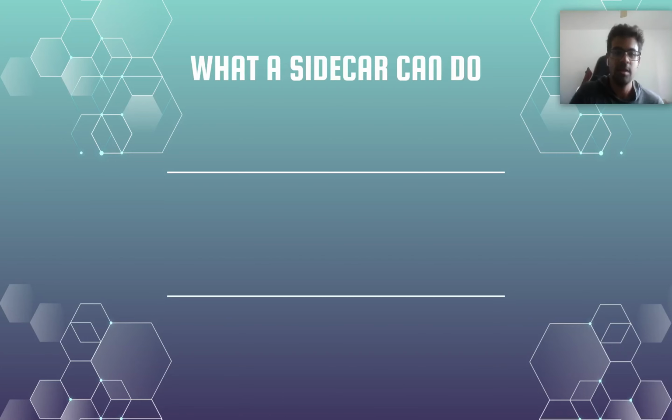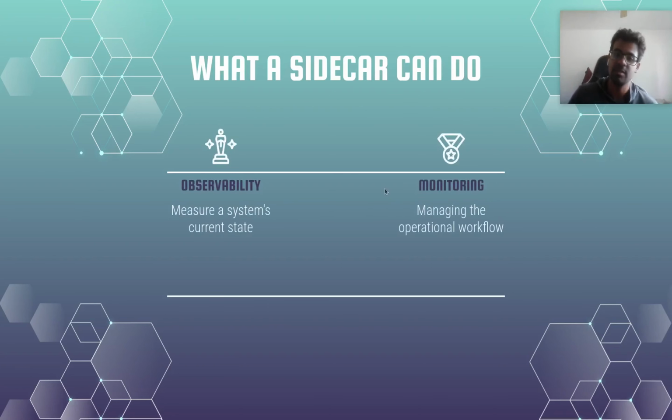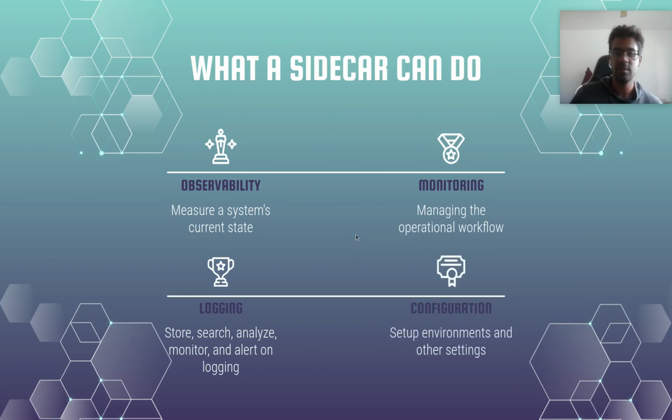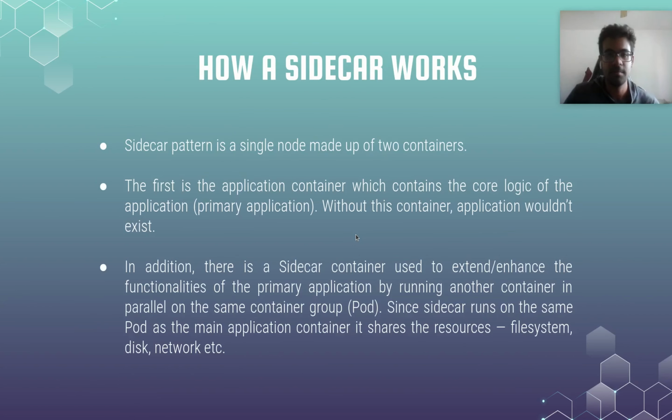Basically, the sidecar can have some functionalities, and the most common ones are observability, that is measuring the system's current state; monitoring, like managing the operational workflow of the application; logging, to store, search, analyze, monitor, and alert on the application itself, or maybe some traffic incoming to the application; and also some configuration that the sidecar can do, like setting up environments for the application or other settings.